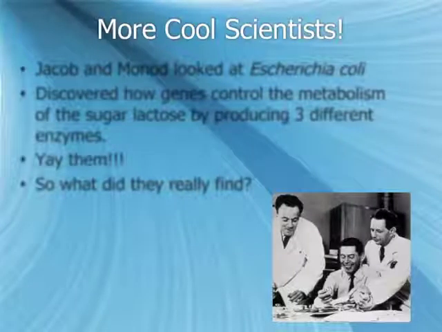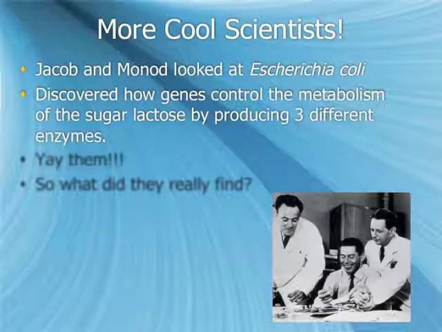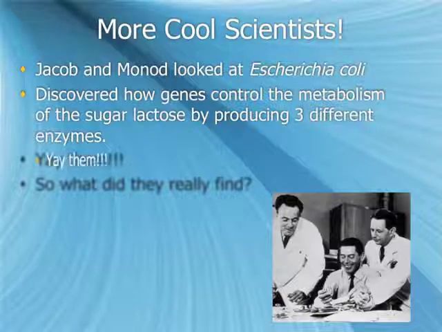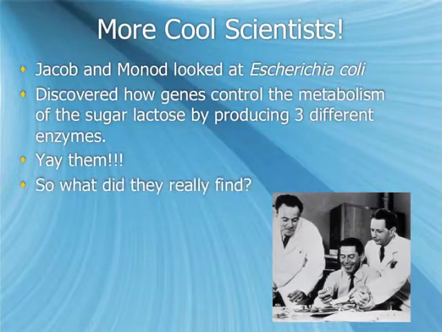So what actually started this whole thing was Jacob and Monod started looking at E. coli and discovered how genes control the metabolism of the sugar lactose by producing 3 different enzymes. So basically they discovered what gene expression actually is and what controls gene expression.